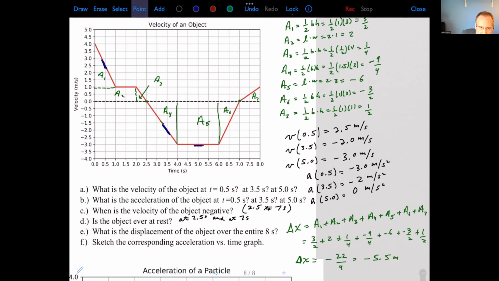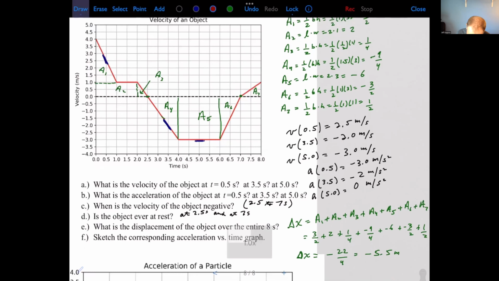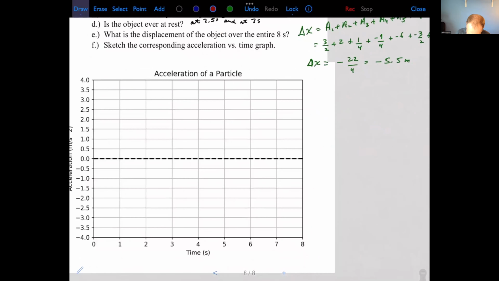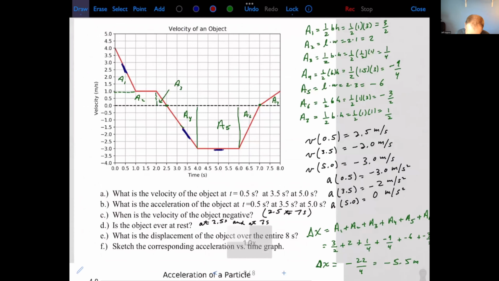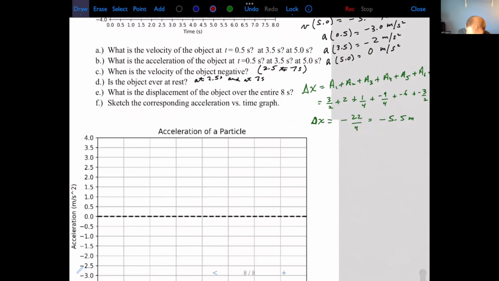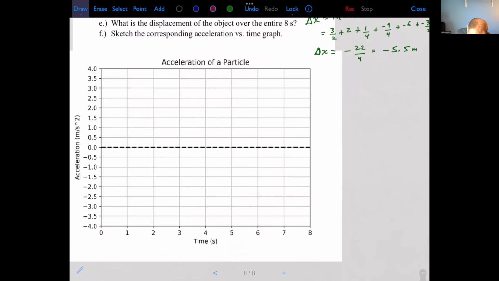All right, now one last thing. Given this velocity versus time graph, let's sketch the corresponding acceleration versus time graph. So again, to do that, I just need to calculate the slopes, right? And just plot the slopes on this acceleration graph. So I go back here. From 0 to 1 second, what is this slope? Well, it's -3 over 1, right? So -3. So 0 to 1, it's going to be -3 like that.